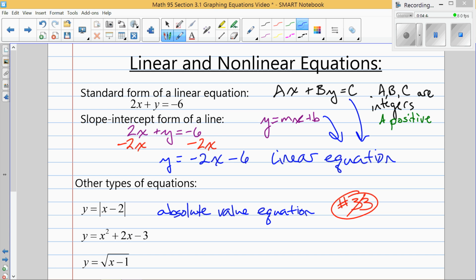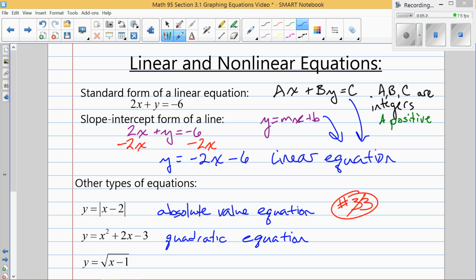The second equation, y equals x squared plus 2x minus 3, this should also feel familiar to you. You've spent a little bit of time on this. We will be spending a lot of time on this in this class. This is called a quadratic equation. Oh goodness, my U and my A look like the same letter. Let me try that again. Quadratic equation. There we go.